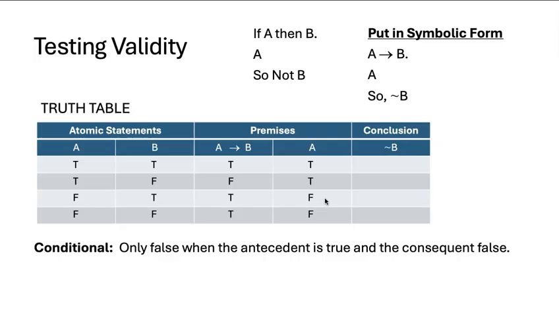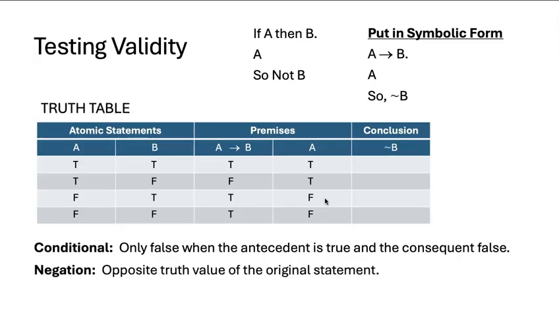But now we have not B. Negation, I would say, is the opposite of the truth value of the original statement. The original statement is B. So when B is true, the negation is false. When B is false, negation is true. When B is true, negation is false. And when B is false, negation is true. And now we have our truth table completed.